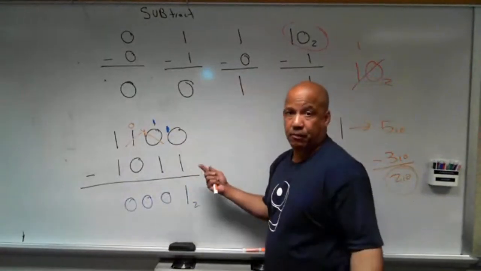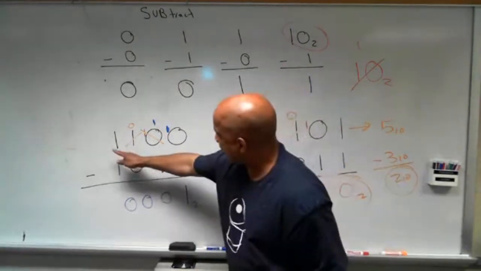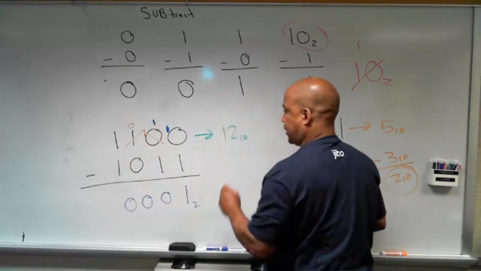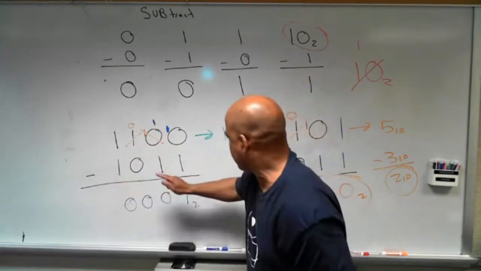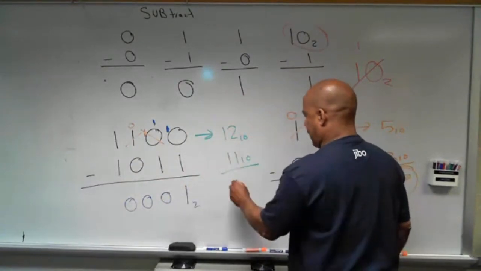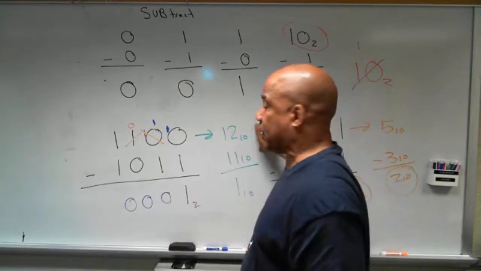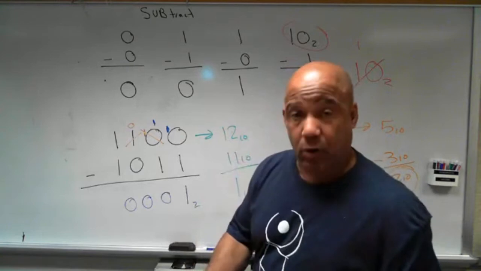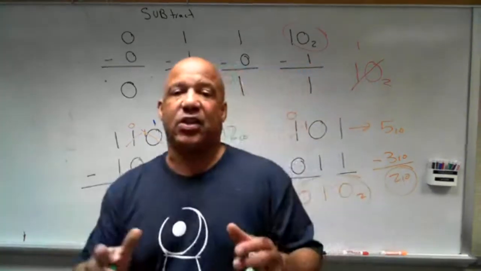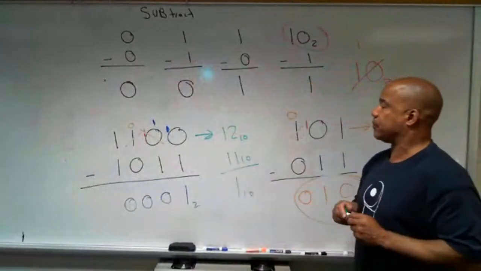So here I had to borrow twice. Let's see what numbers these are. I got an 8 and a 4. That's a 12 in our number system. I got an 8, a 2 and a 1. That's an 11 in our number system. 12 take away 11 is a 1. So we humans do it this way. Computers, machines, digital devices, they do it like this. Now, they actually use a chip called an adder. I'll talk about that towards the end of the PowerPoint. But let's get through this first.